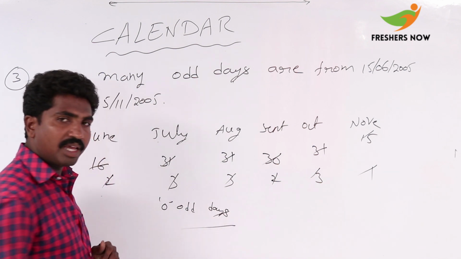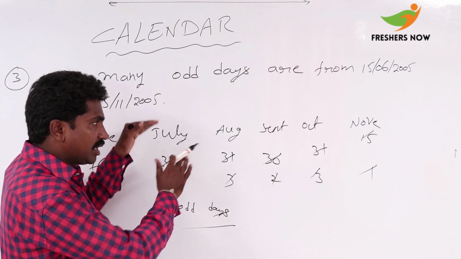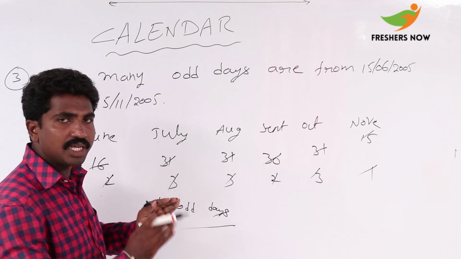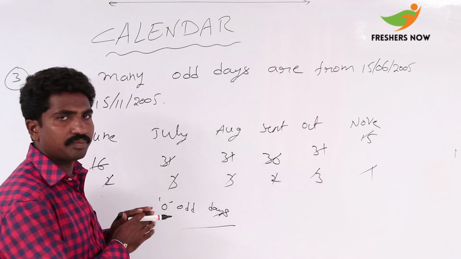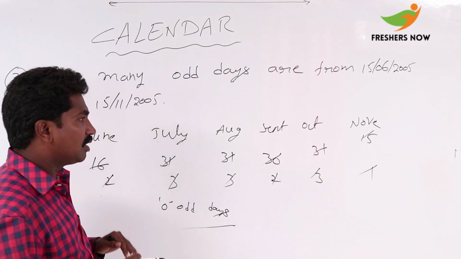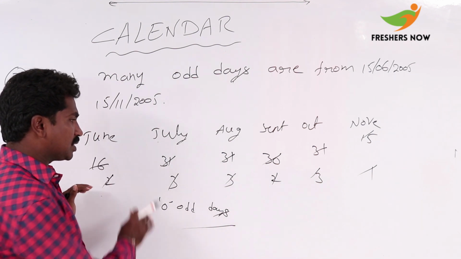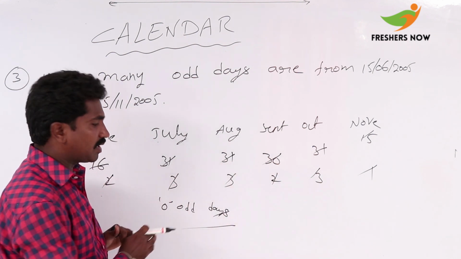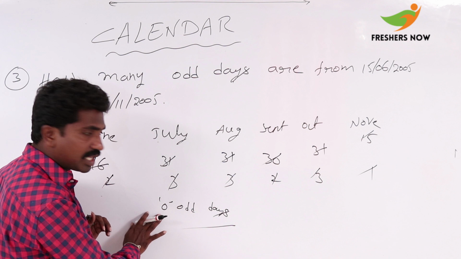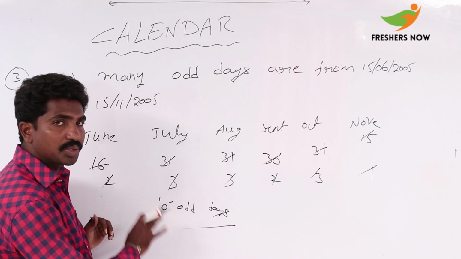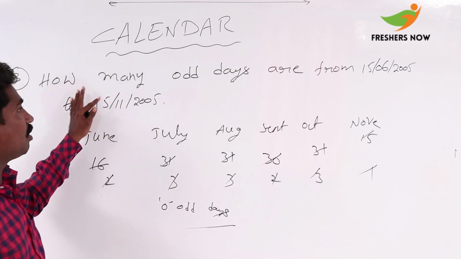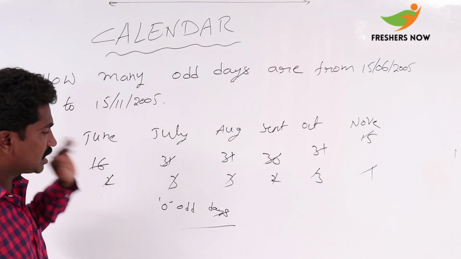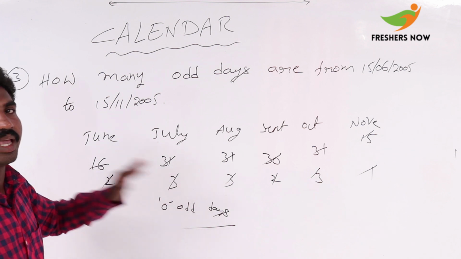We get odd days by dividing the given days with 7. The remaining days are odd days, or we can group the days into weeks, or we can eliminate or we can leave 7 days. Here all are multiple of 7. So the remaining days 0 odd days. So how many odd days are from 15/6/2005 to 15/11/2005? Here no day is there, so we can write 0 odd days.